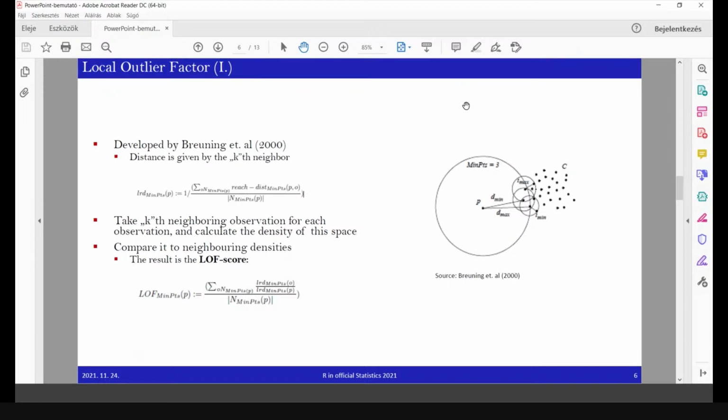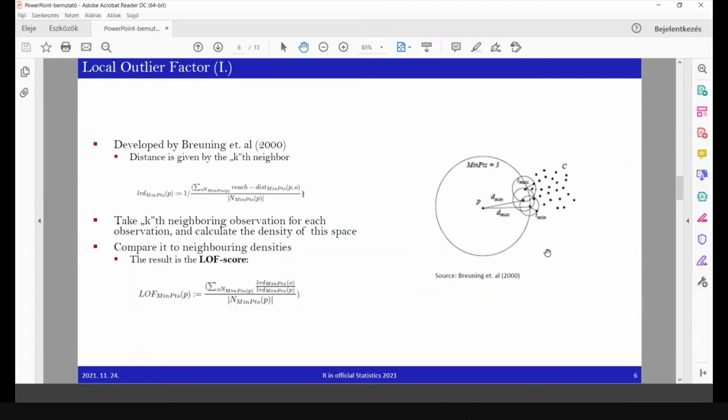So for example, this is from the original paper. Here we are considering the third neighbors. So this P point is clearly an outlier, where these are inliers. So we take the third neighborhood, so first one, second one, and the third one. We draw a circle, and we're pretty much calculating a density in this.